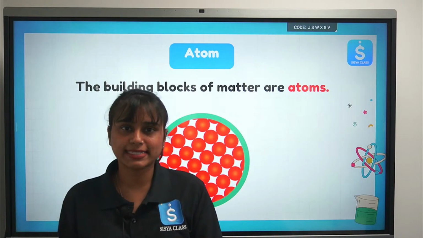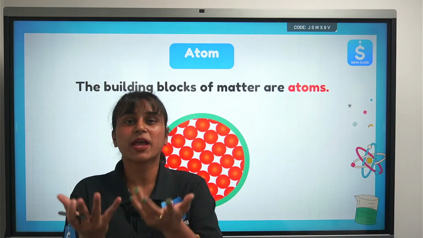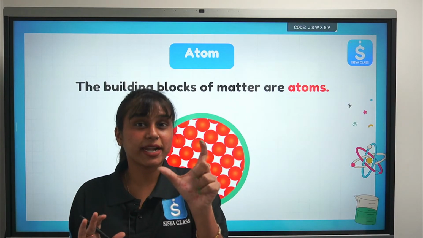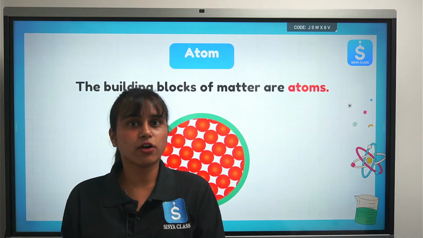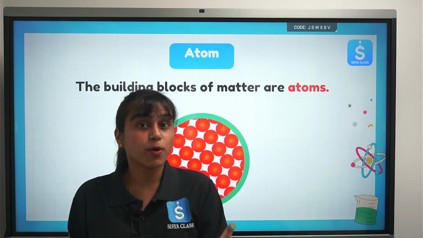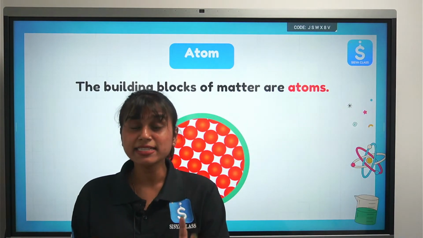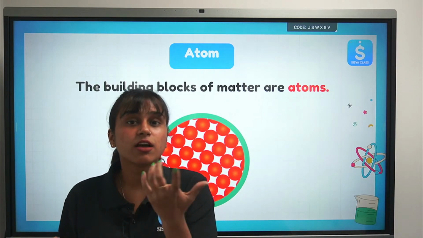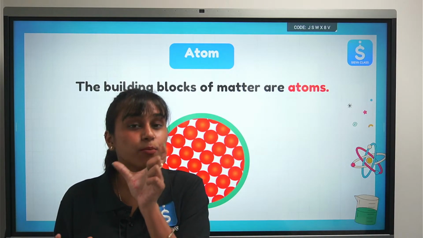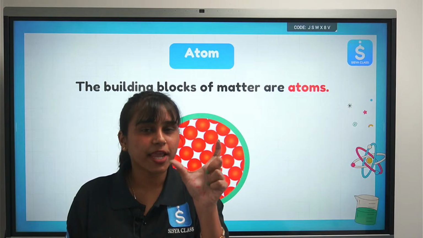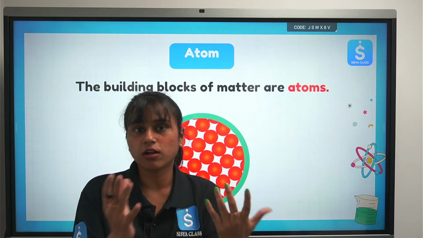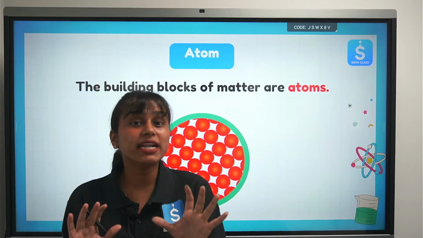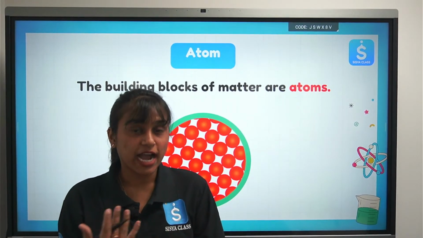Basically, you can take an example like building blocks. Let's take the example of a building. The whole building is made up of bricks. We all know that any building is made up of bricks. So the singular bricks, we can consider them as the building blocks. One brick is a building block of that whole building. Like that, atoms are the building blocks of matter. I hope this much is clear.